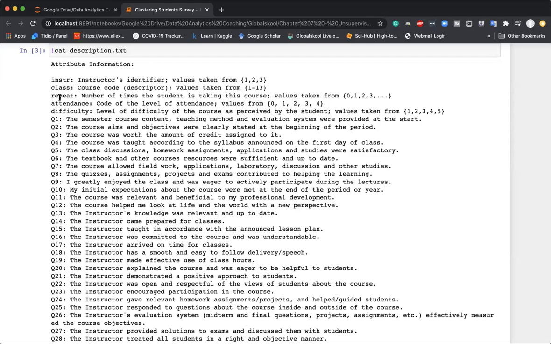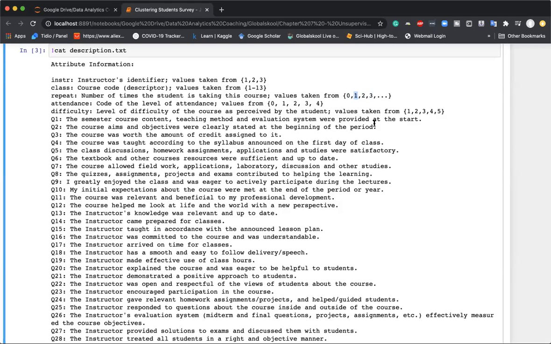We have a feature called repeat. That is the number of times the student is taking this course. It means the student has taken this course before, for some reason was not able to clear it, and is now taking it again. So someone with the value 3 has already taken the course 2 times and not cleared it, and the 3rd time they're trying it. 0 means they have not taken the course at all. 1 means it's the first time they're taking the course.